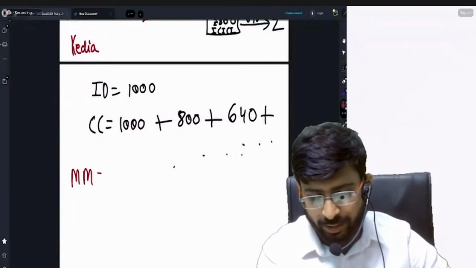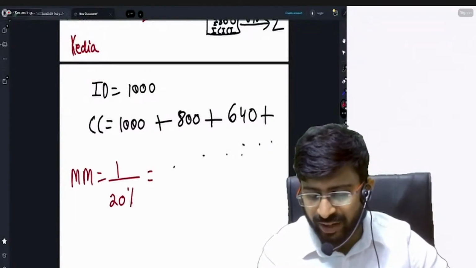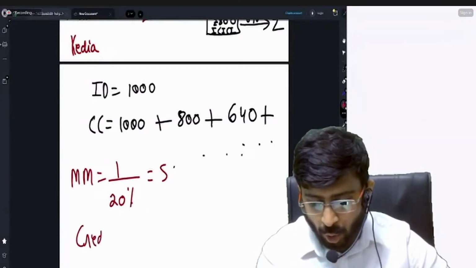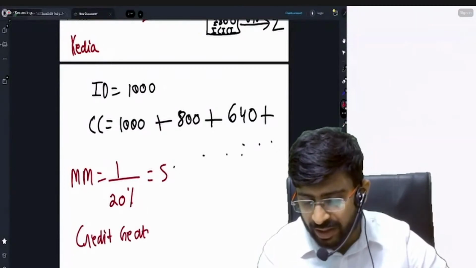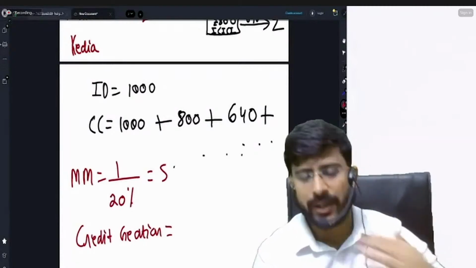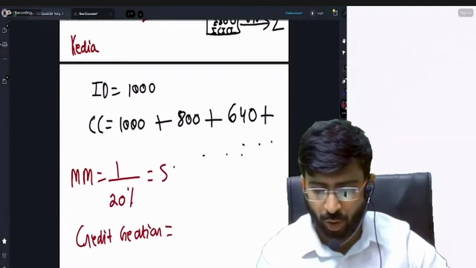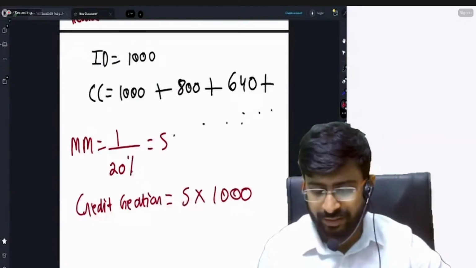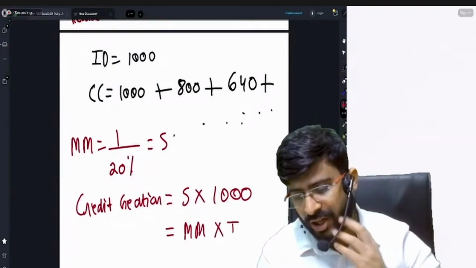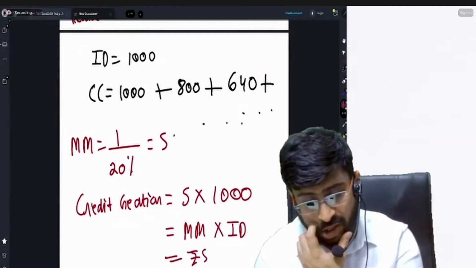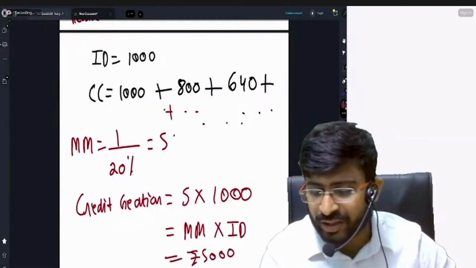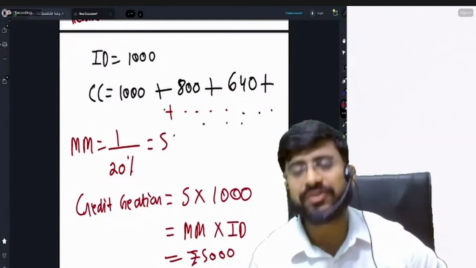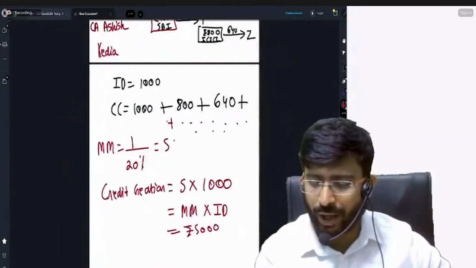How much is money multiplier? 1 by 20%. So it's 5. So basically total credit creation, that is total money created in the economy, is equal to 5 times the initial deposits. That is money multiplier into initial deposits, which is rupees 5,000. If you continue this cycle and add all of them, you will naturally reach the figure of 5,000 rupees. I hope it's crystal clear to everybody.